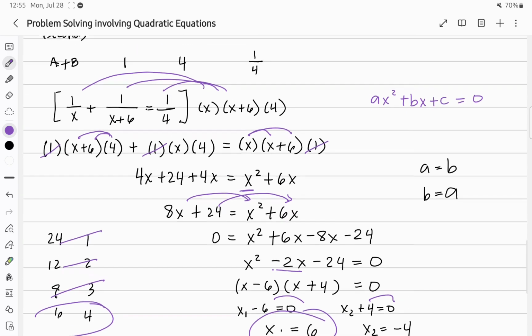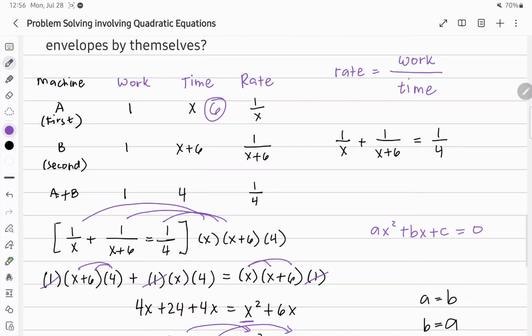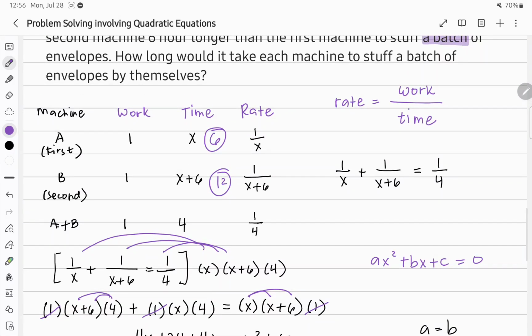So, if x sub 1 is 6 or ang nakuha nating rate ay 6, then the time of the first machine is 6 hours. And the time of the second machine is, since ang ating relationship doon ay x plus 6, 6 plus 6, that will be 12 hours. So, how long would it take each machine to stuff a batch of envelope by themselves? The first machine will take 6 hours and the second machine will take 12 hours.